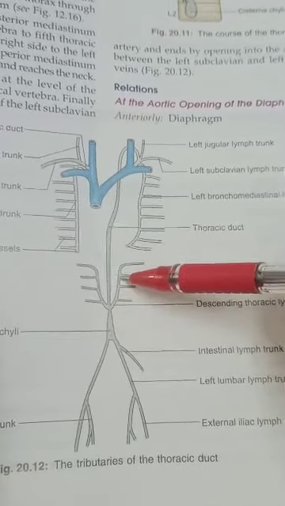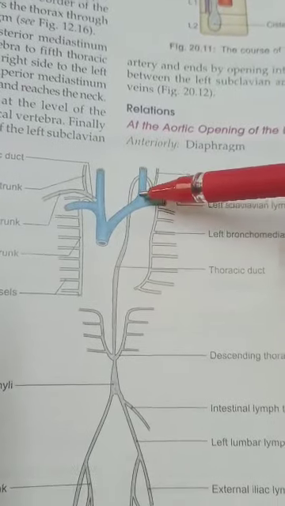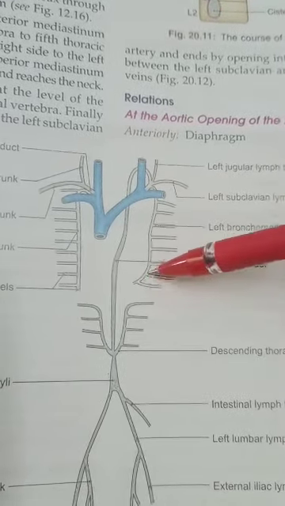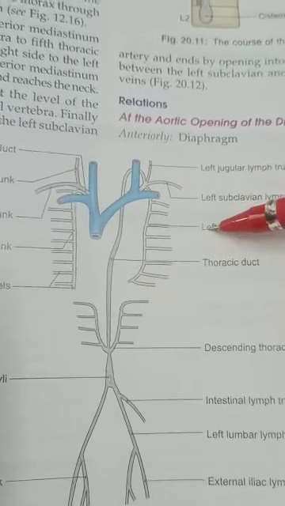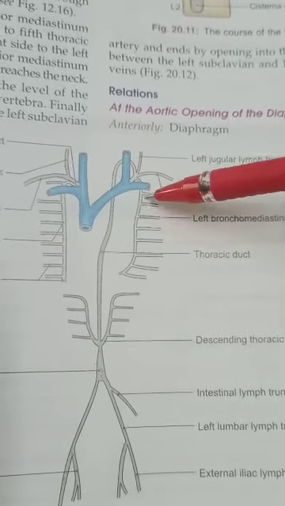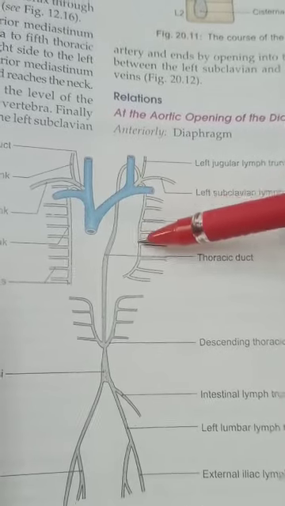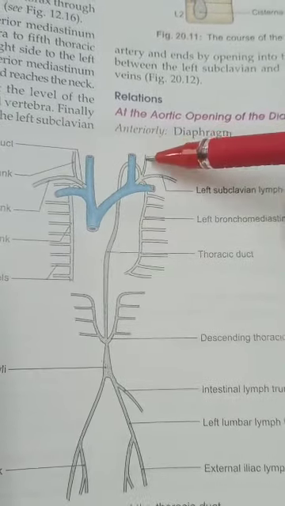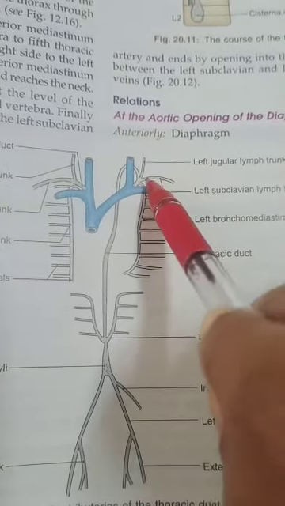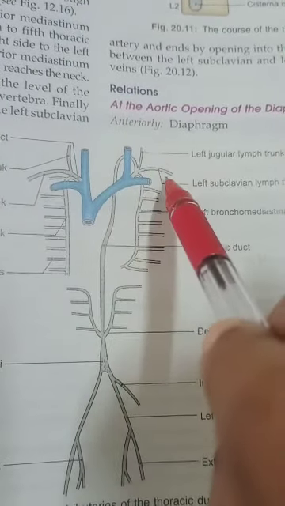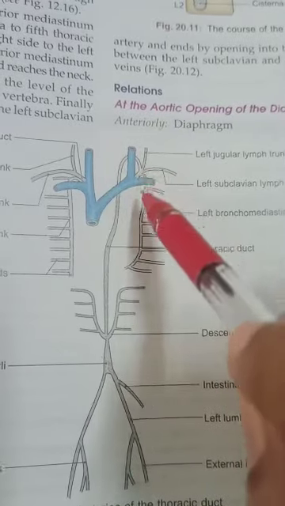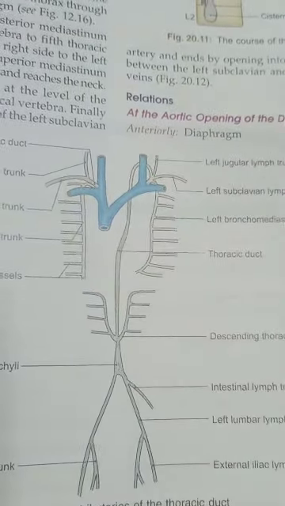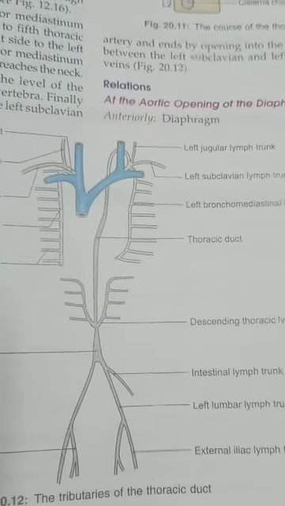That is one tributary. Then when it reaches near the end portion, here you can see the left bronchomediastinal trunk. Left bronchomediastinal trunk joins into the thoracic duct, and here the left jugular trunk. Left jugular lymph trunk, then left subclavian trunk. All these tributaries join into the thoracic duct. So these are the main tributaries of the thoracic duct.